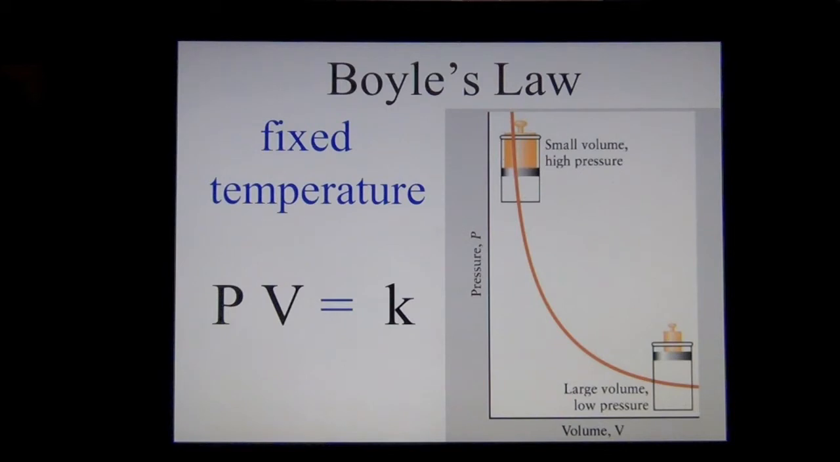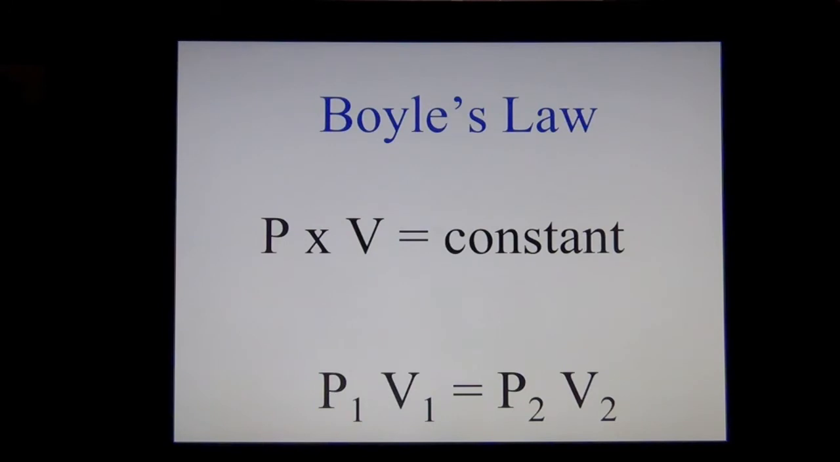Therefore, we can derive an algebraic expression for Boyle's law. Since at any point on that curve, the pressure times volume must always equal the same value, we can have an algebraic expression that says pressure times volume must equal a constant. Therefore, P1V1, that is one set of conditions, must equal P2V2, a separate set of conditions, because the product of pressure and volume is always a constant for an inverse relationship.